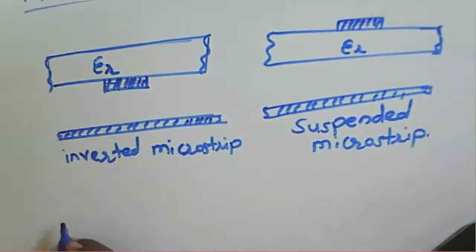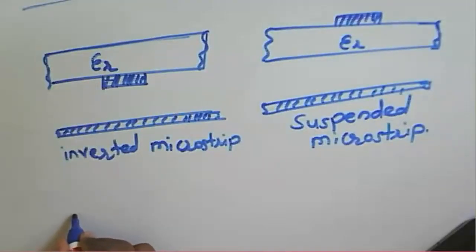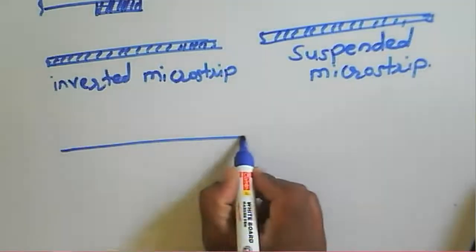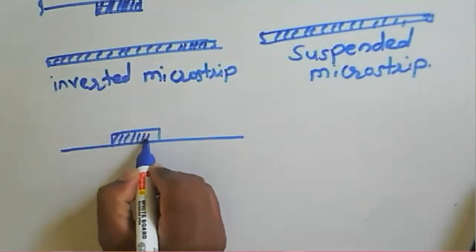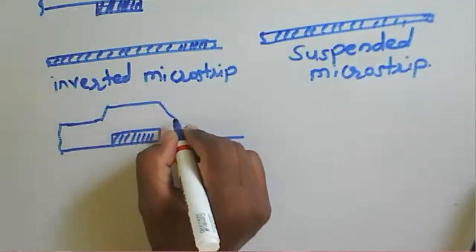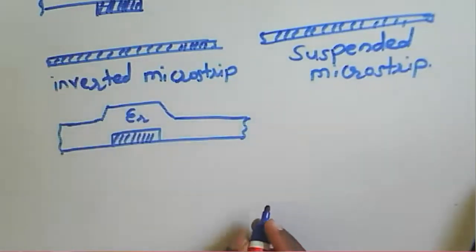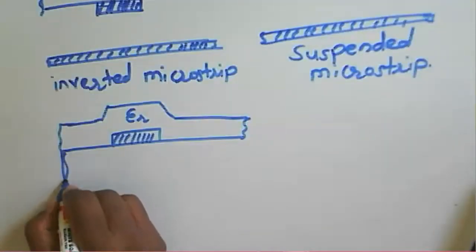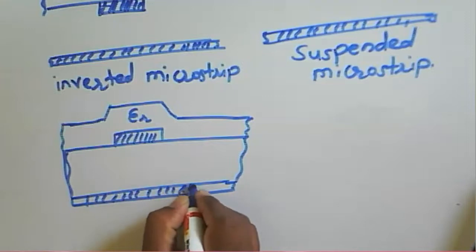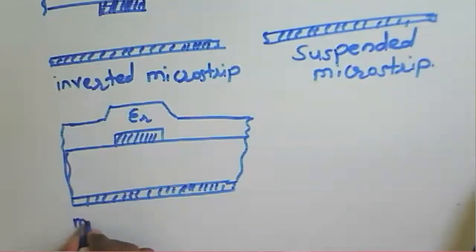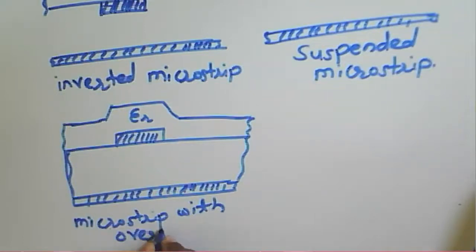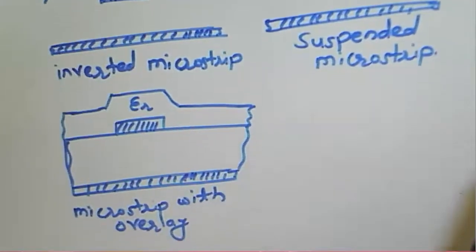Okay, then a microstrip configuration, another configuration. See here. In this case, we have the strip here, and then above that, we have the epsilon r. That is what we can call a microstrip with an overlay. Here we have a ground plane. This one is what we can call the microstrip with overlay.